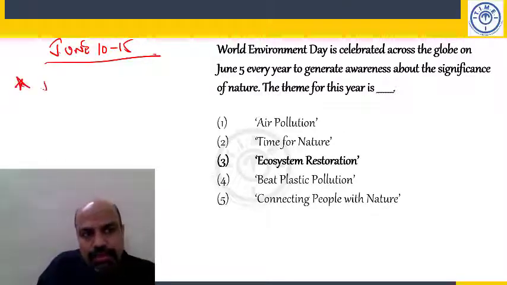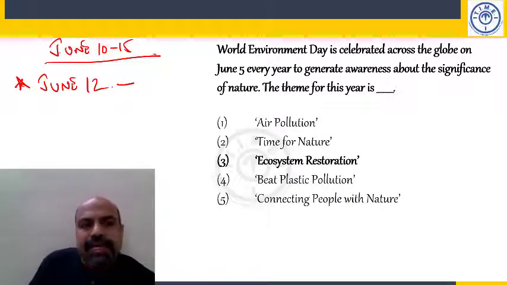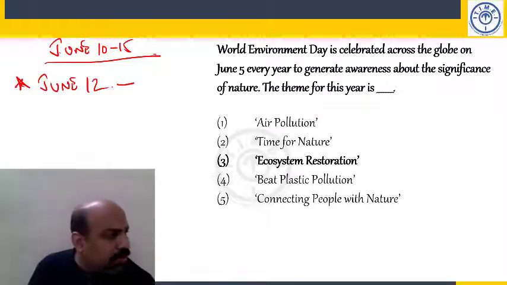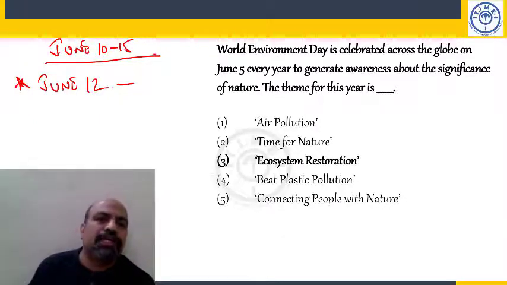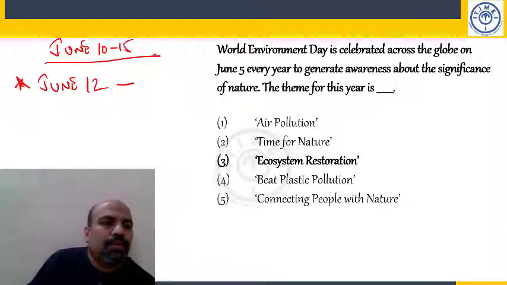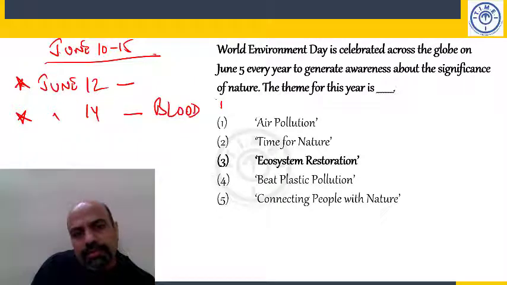So, June 12th, World Day Against Child Labor. Then June 14th, World Blood Donor Day.